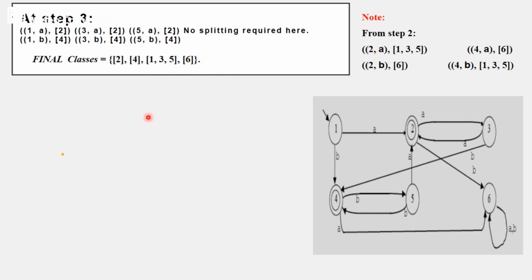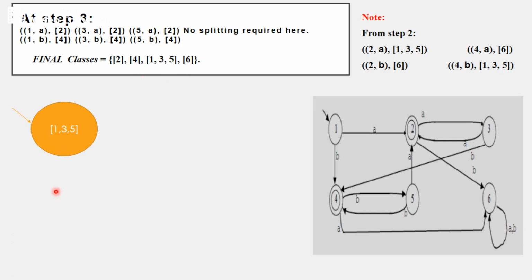So this I have noted from the previous step for the construction of the DFSM. Let's see how to minimize this original DFSM. Now we got the classes as 2, 4, 1, 3, 5 and 6. So the first class should be {1, 3, 5}. Why? Because the start state of the original contains the state 1, and {1, 3, 5} contains 1, so {1, 3, 5} has to be the start state.